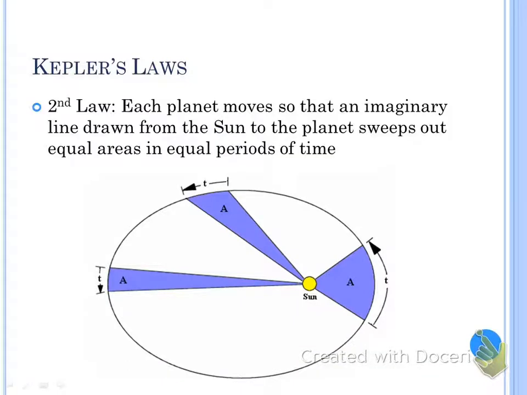So the second law says each planet moves so that an imaginary line drawn from the sun to the planet sweeps out equal areas in equal periods of time. Okay. This is a little wordy, so get it written down in kind of an abbreviated version, and then I'll show you what we mean here on our diagram.